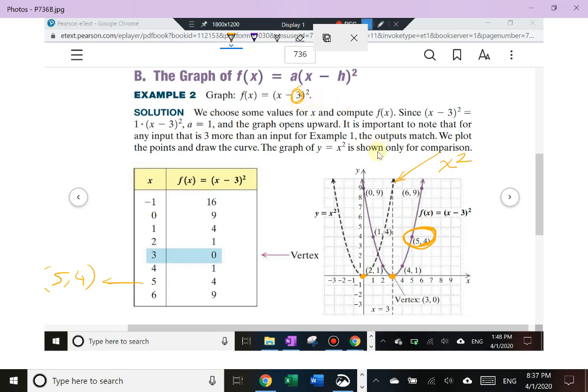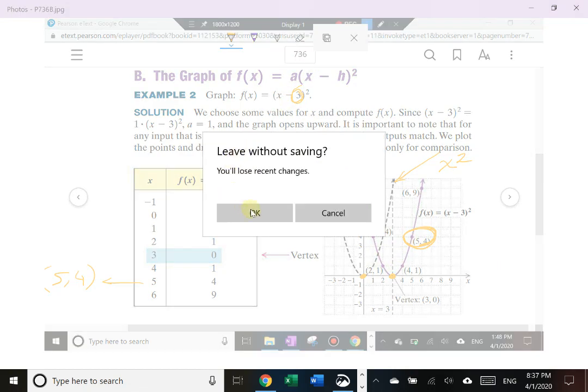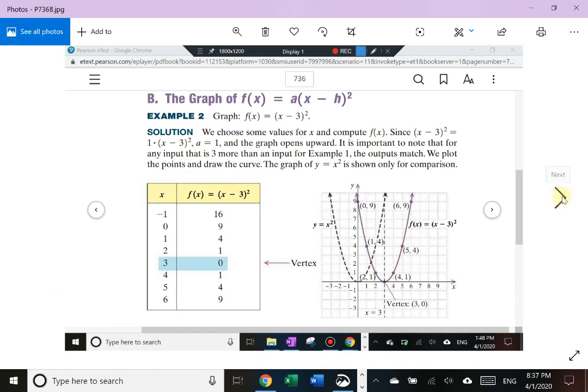And we're going to, again, generalize this in a moment. So keep in mind the effect of h. In this case, if h is positive, we're going to move to the right. H negative, we move to the left. Okay, and let me leave this one and go to the next page.